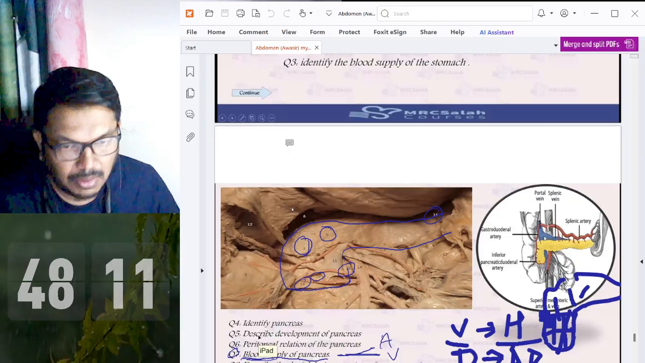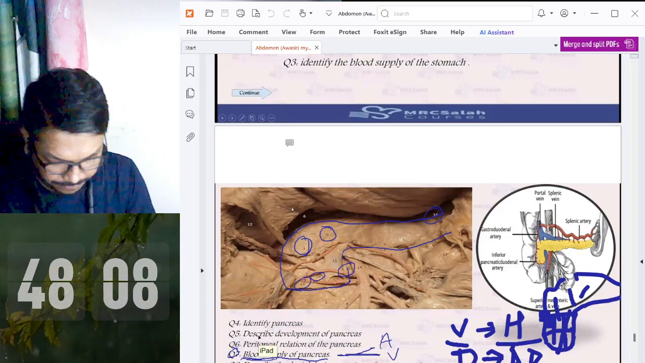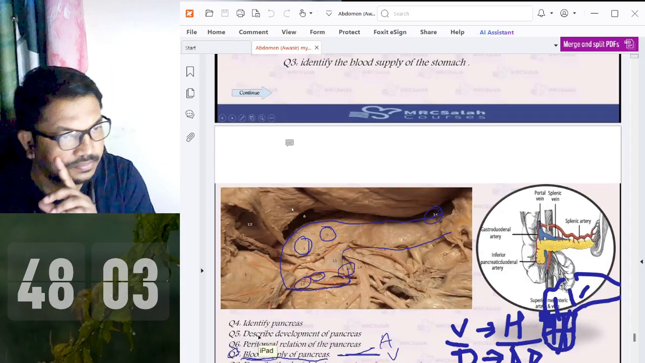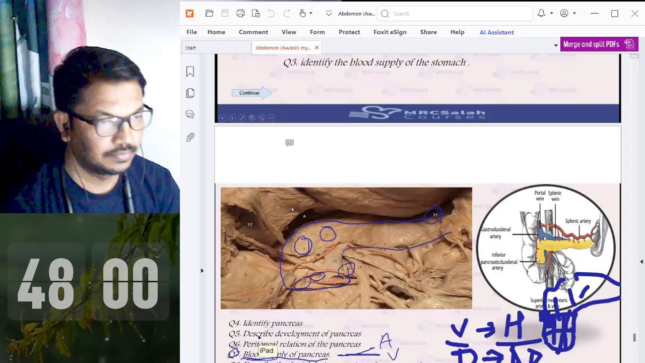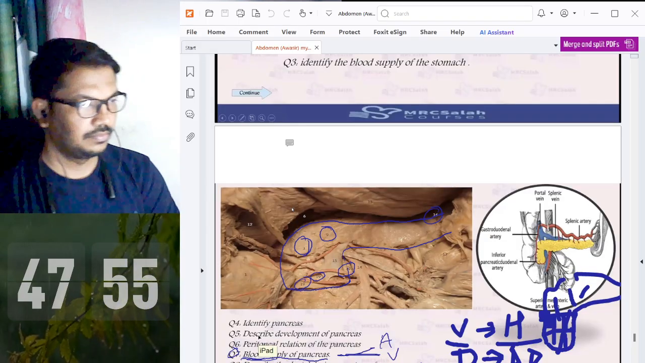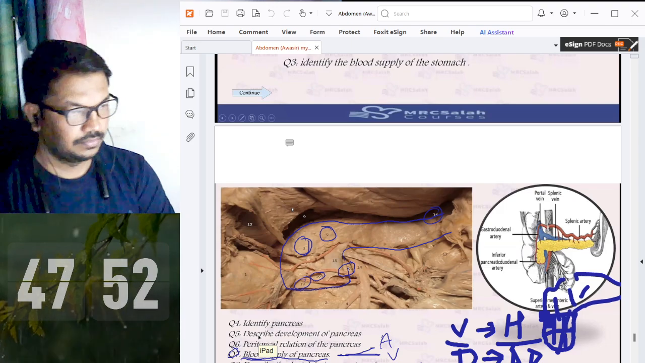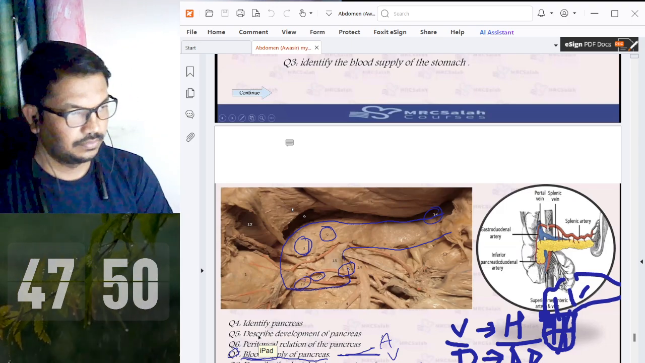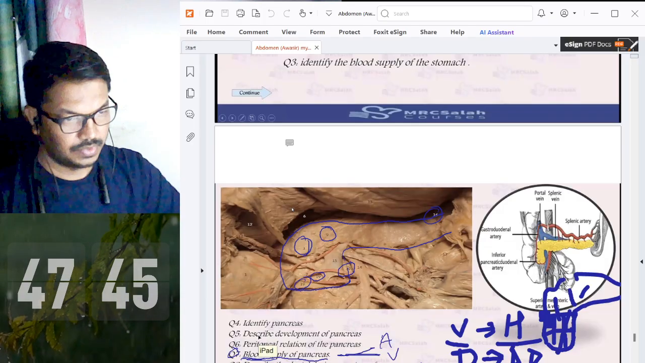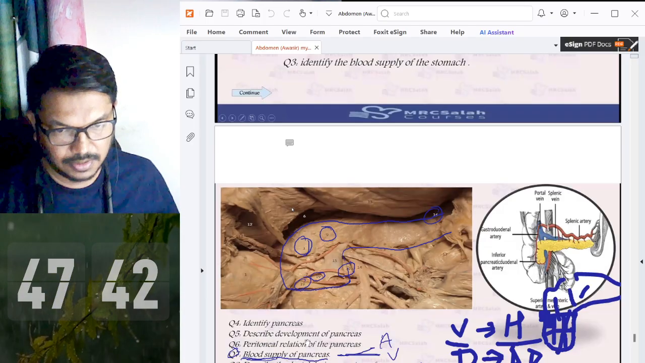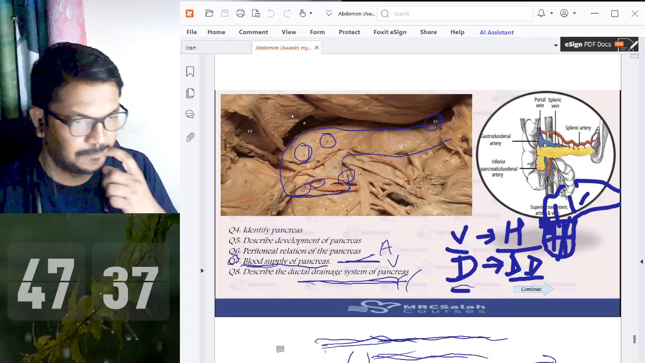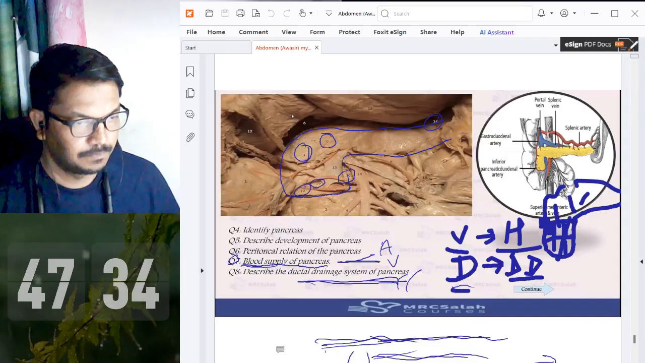What is the development of the pancreas? Ventral bud and dorsal bud. The ventral bud develops from the hepatic diverticulum and gives rise to the uncinate process and lower part of the head, and the dorsal bud develops from the dorsal part of the duodenum and gives rise to the upper part of the head, body, and tail. Okay. What is the peritoneal relation of the pancreas? Head, neck, and body are retroperitoneal and the tail is intraperitoneal.